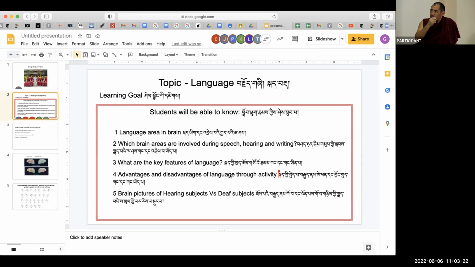The advantage of language will be, in most cases, by using the language we can introduce, for example, how many different types of colors are there and all these things. Having the language, we do have this sort of an advantage.